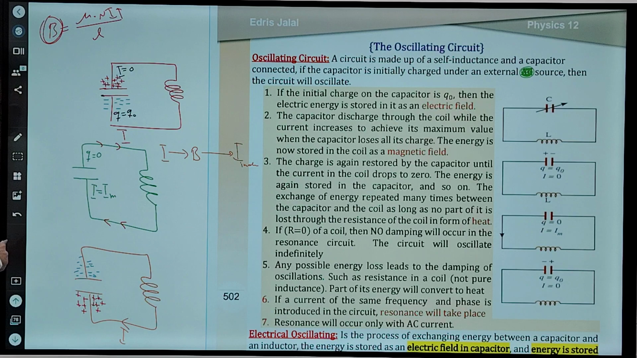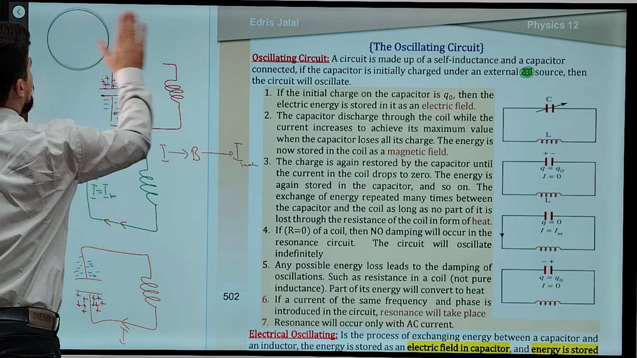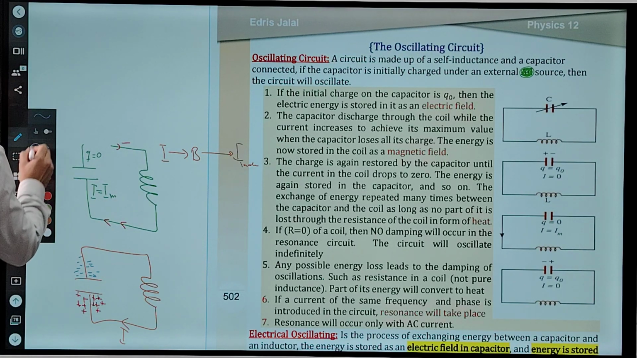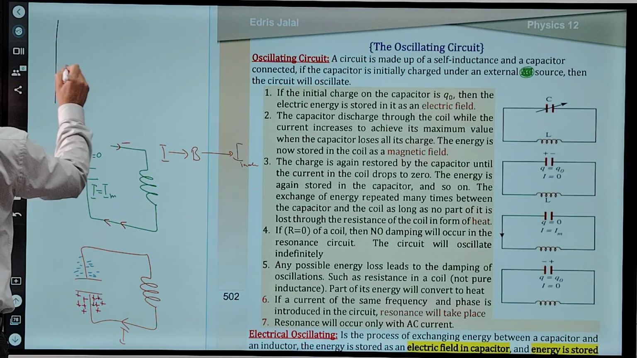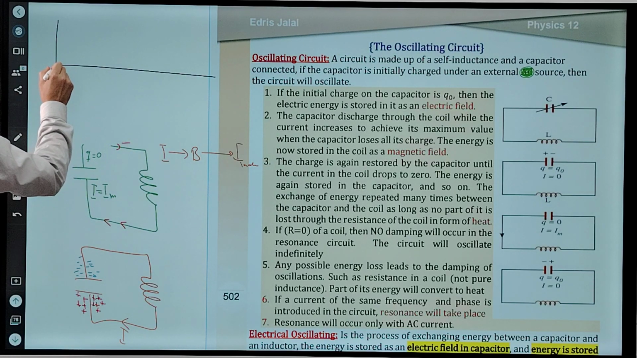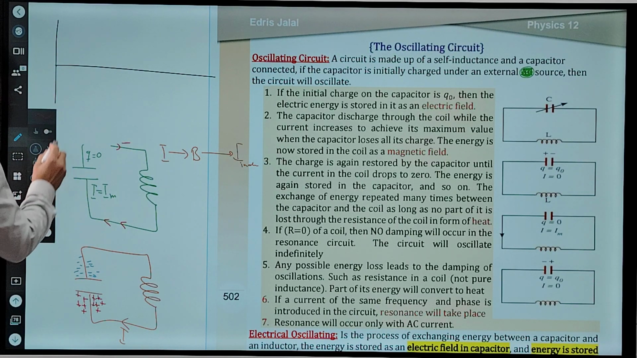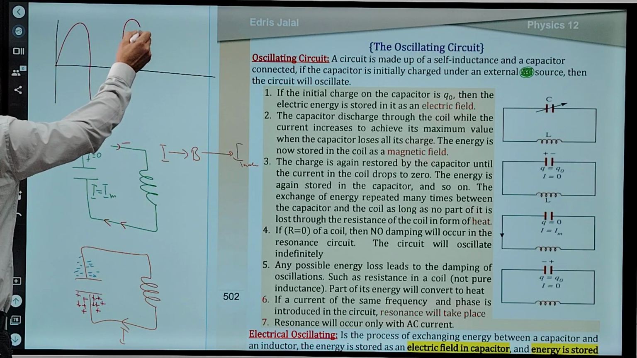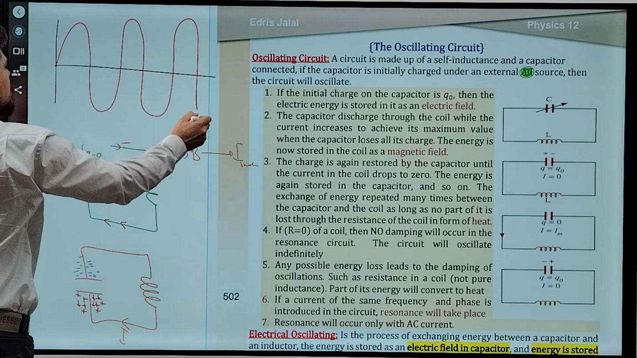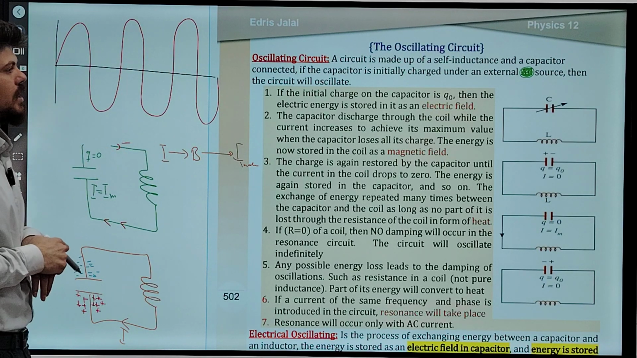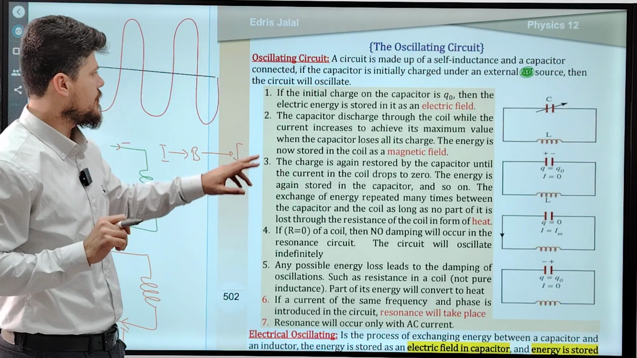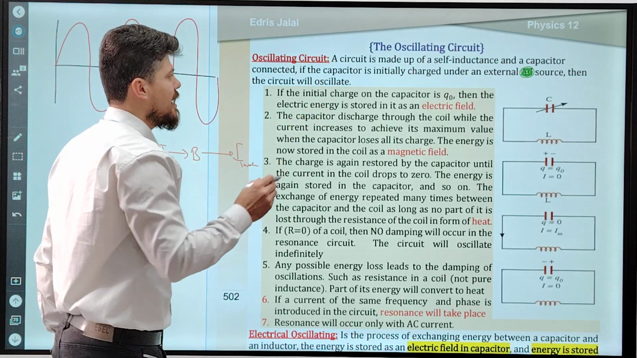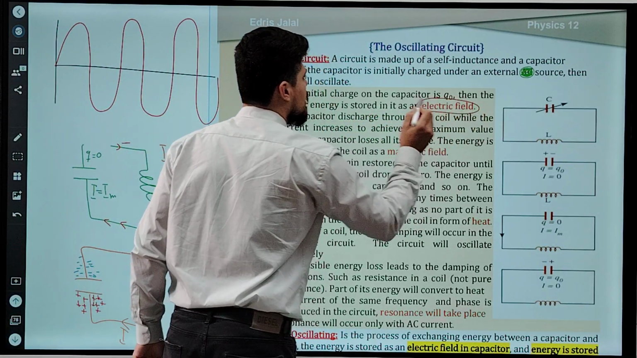And you can draw the diagram of the current. At first, the current is 0. When the current passes through the coil, it reaches maximum, and it also becomes 0 in the capacitor. So this oscillation is called what? The electrical oscillation. If the initial charge on the capacitor is Q naught, then the electric energy is stored in it as an electric field.